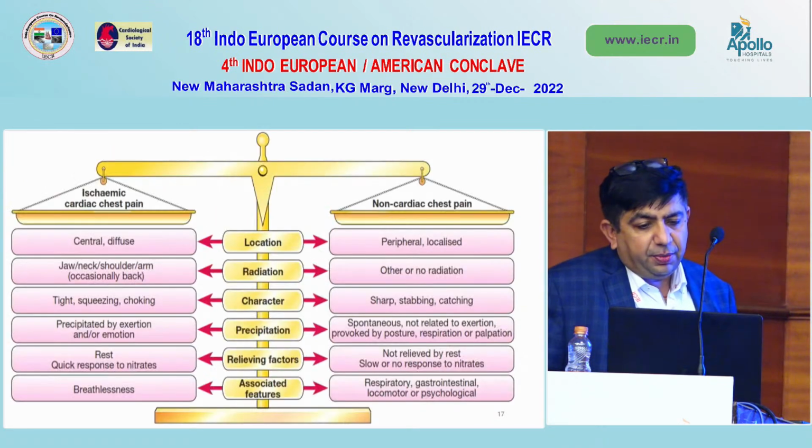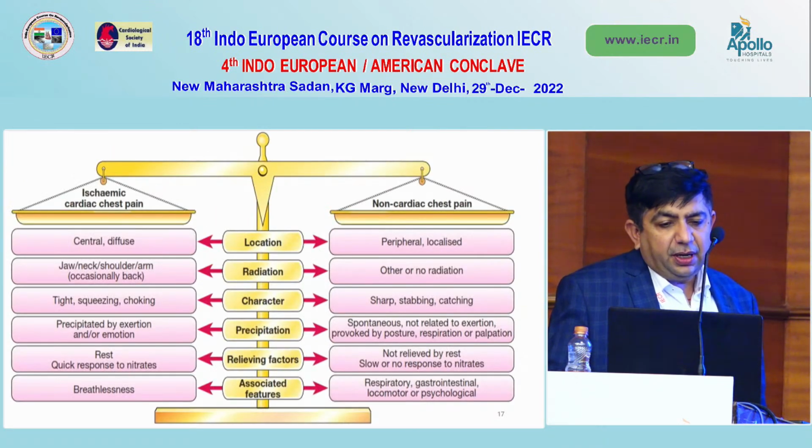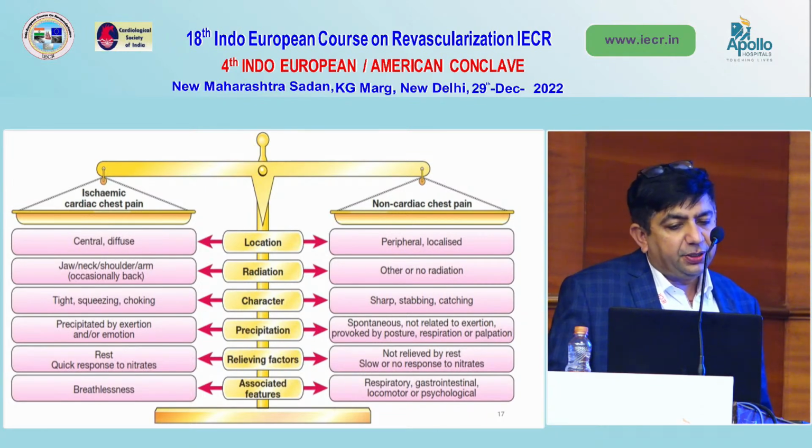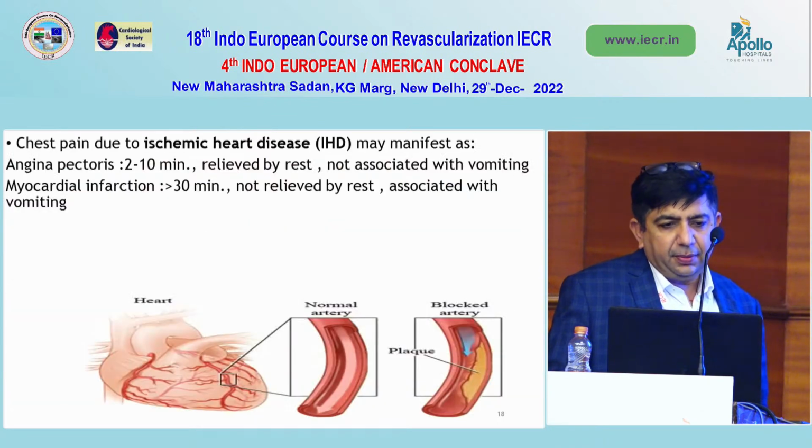Ischemic versus non-ischemic chest pain. Ischemic chest pains are central and diffuse, whereas non-cardiac chest pain is peripheral and localized. Ischemic pains radiate to the jaw, neck and shoulder. They are tight, squeezing, choking in character, precipitated by exertion or emotions, relieved by rest or nitrates, and associated with breathlessness. There is no such history in non-cardiac chest pain.